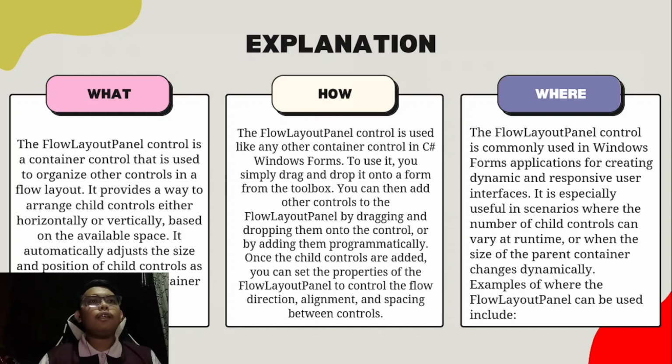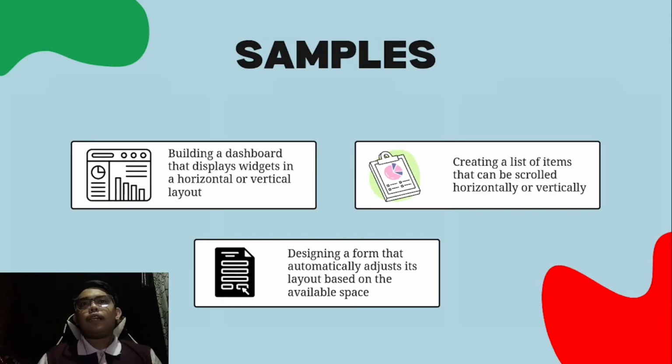So where is it useful? The flow layout panel control is commonly used in Windows Forms applications for creating dynamic and responsive user interfaces. It is especially useful in scenarios where the number of child controls can vary at runtime, or when the size of the parent container changes dynamically. Examples of where the flow layout panel can be used include building a dashboard that displays widgets in a horizontal or vertical layout, creating a list of items that can be scrolled horizontally or vertically, and designing a form that automatically adjusts its layout based on the available space.